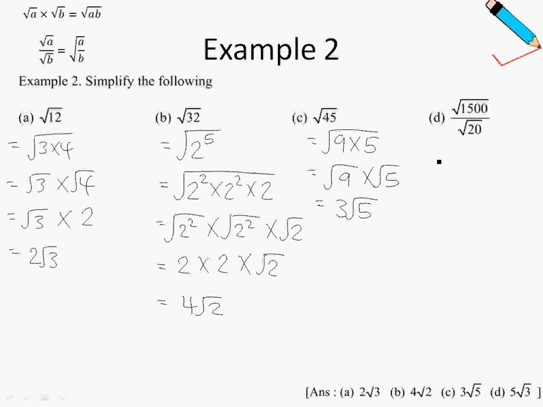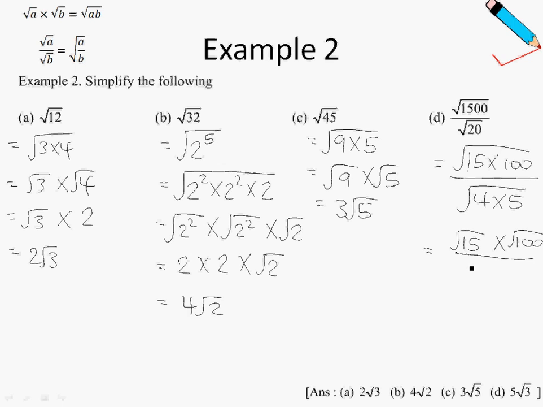Okay, over here, something that looks slightly tougher. Okay, so we have to break down 1500, okay, into its prime factorization form. So perhaps I'll just break it down to 15 times 100 first. Okay, and a root of 20 is just root of 4 times 5. Okay, let me break this down further. So I have root of 15, okay, times the root of 100 over the root of 4 times the root of 5.